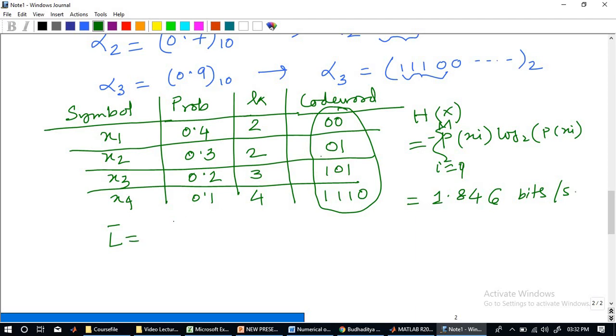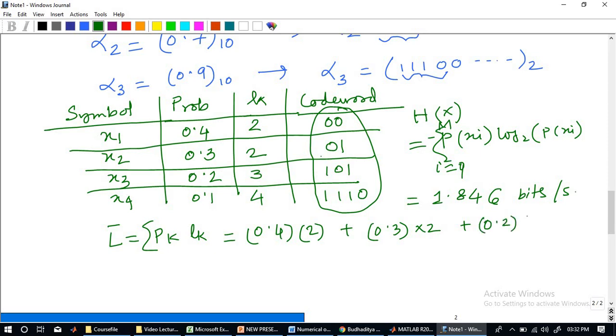What was the formula for L average? Summation of Pk multiplied by Lk. Take the individual probability, multiply it with the corresponding length of the code word. Not the code word, the length of the code word. So 0.4 multiplied by 2 plus 0.3 multiplied by 2 plus 0.2 multiplied by 3 plus 0.1 multiplied by 4. So this is your summation Pk multiplied by Lk. This gives you the average code word length, and that comes out to be 2.4 bits per symbol.